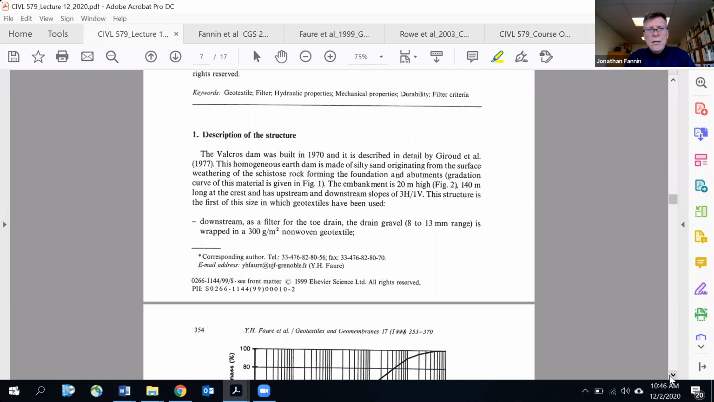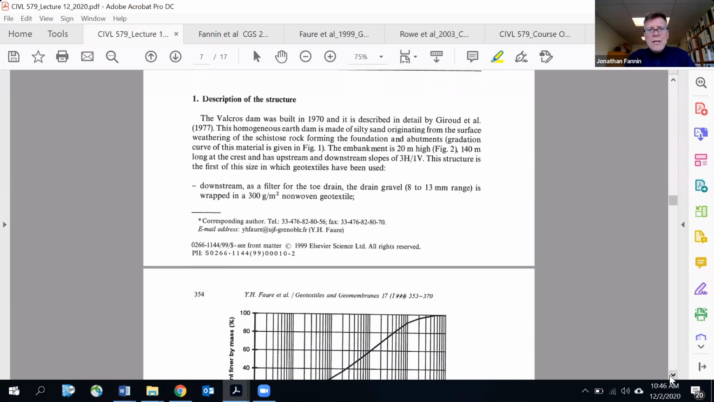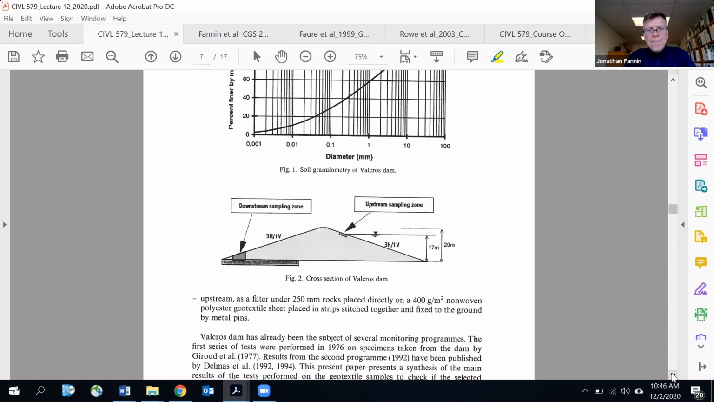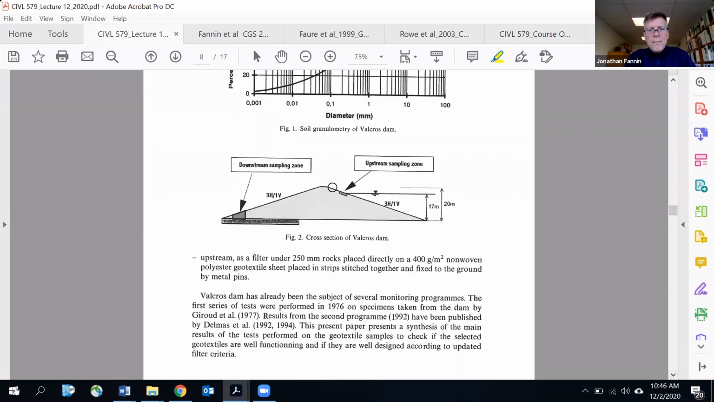French originally. And two geotextiles were used, okay? 300 grams per meter squared, non-woven, downstream. We'll look at where the downstream is very shortly. There. And a 400 grams per meter squared, non-woven, upstream here, in and around, underneath the riprap for, nominally, the upstream slope protection.